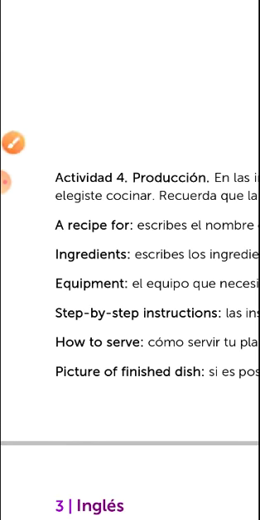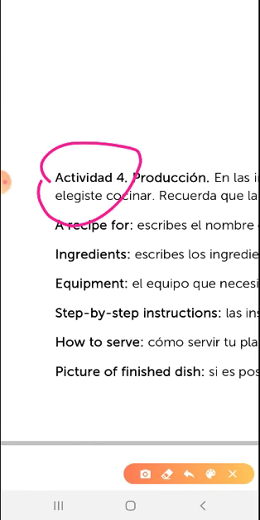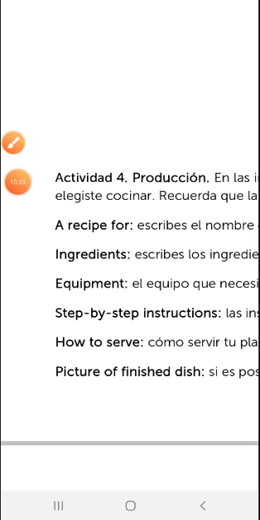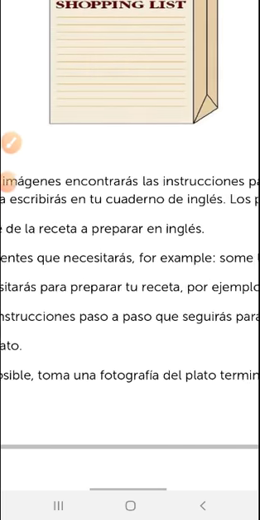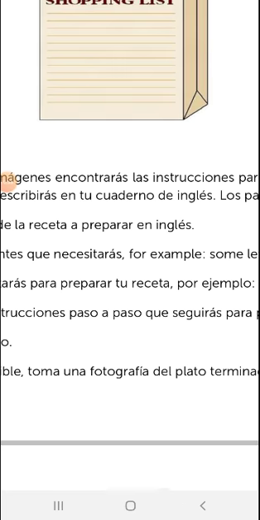Ahora sí, vamos a la recipe, activity number 4. Activity number 4. In the activity number 4, producción. En las imágenes encontrarás las instrucciones. Attention to that.